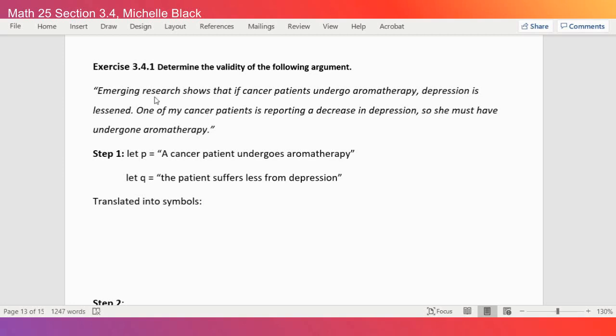All right, our first premise is emerging research shows that if cancer patients undergo aromatherapy, then depression is lessened. Well, we let P be a cancer patient undergoes aromatherapy. So this basically says if P, then depression is lessened. That's our Q. So if P, then Q.